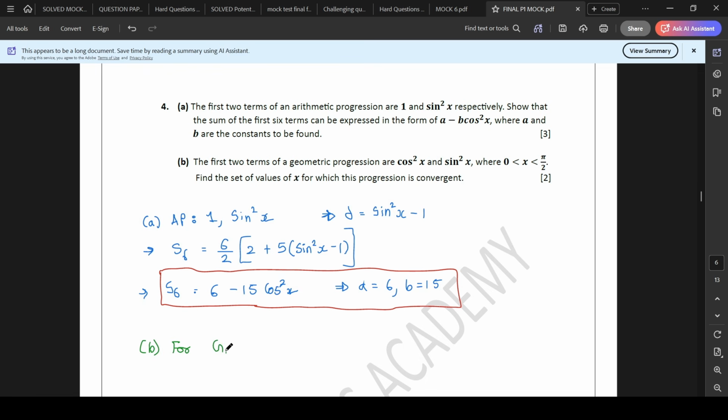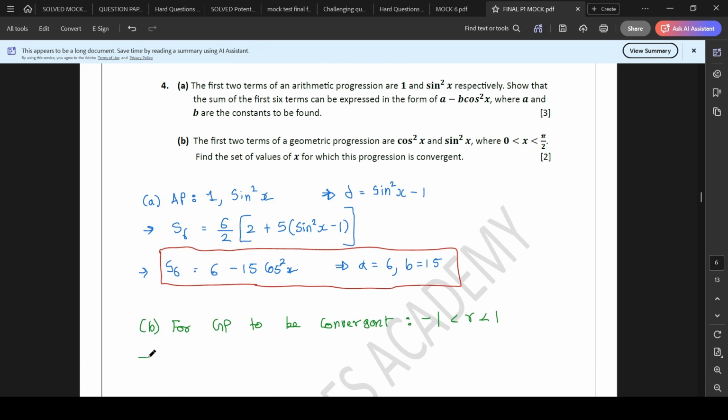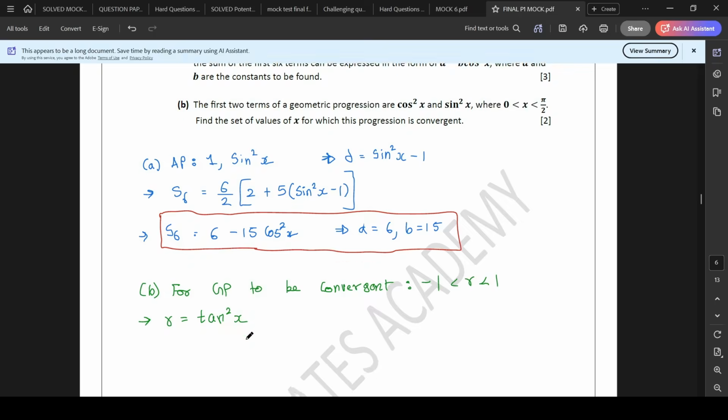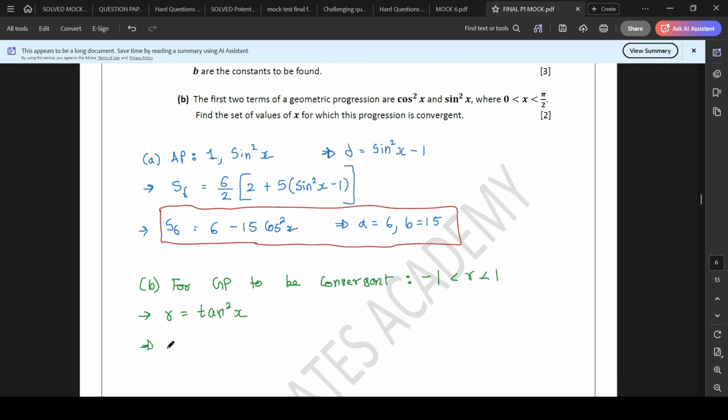For a GP to be convergent, r has to be in between -1 to 1. So what is r over here? My first term is cos square x, the second term is sin square x. So r is the second term over the first term, that is tan square x in this case, right? Sin square x by cos square x is tan square x. And from here I can say -1 less than tan square x less than 1.